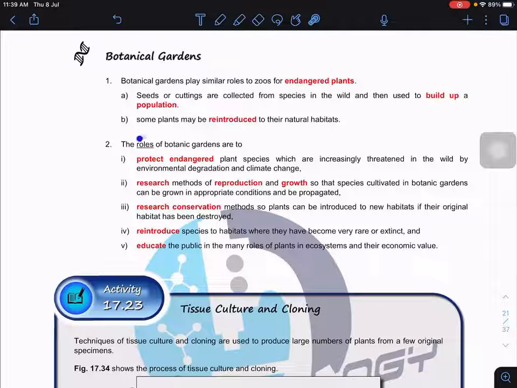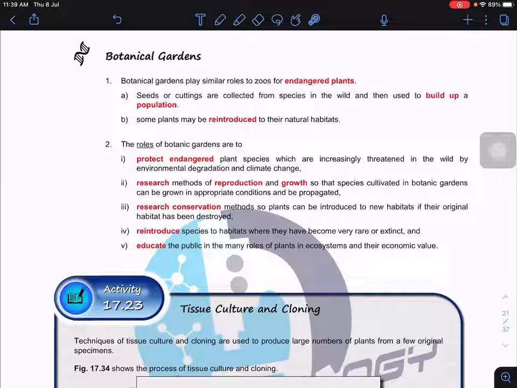Okay, so what are the roles? Similar to the zoo, we want to protect endangered species. We can carry out research methods on the reproduction and growth, and also we can do research in terms of conservation, the method of how we can reintroduce them back to the new habitats, and also to educate the public in the many roles of the plants and ecosystem and their economic value.